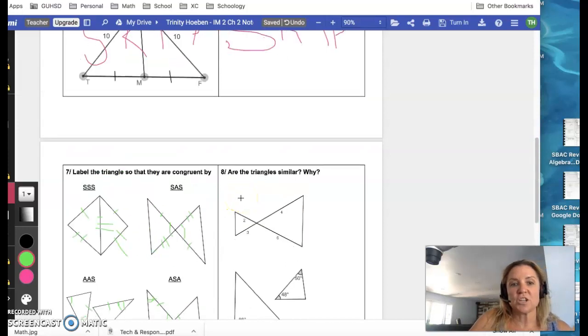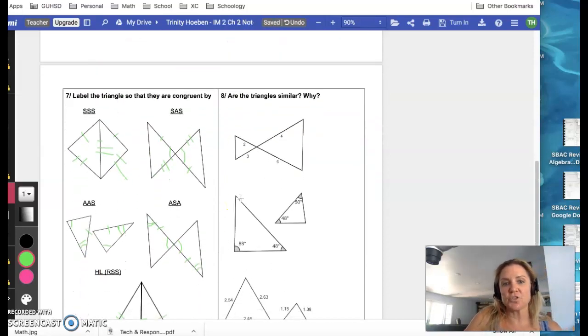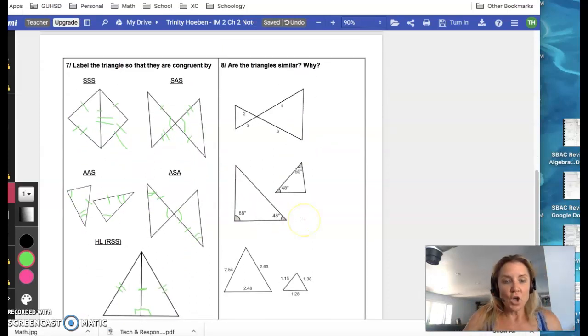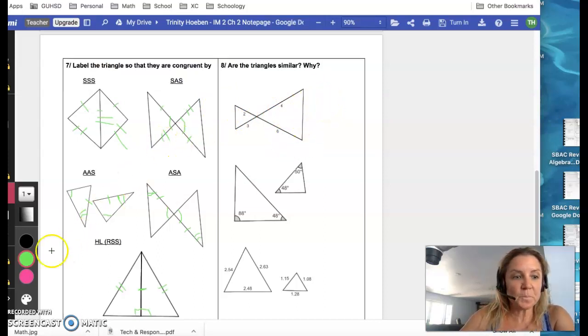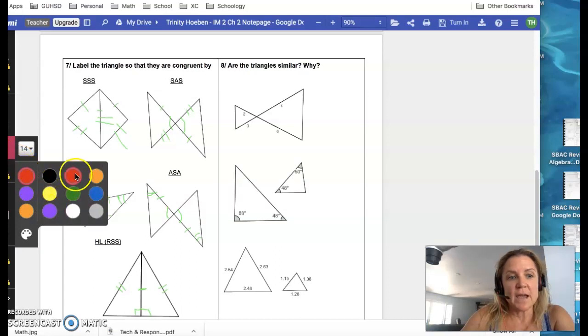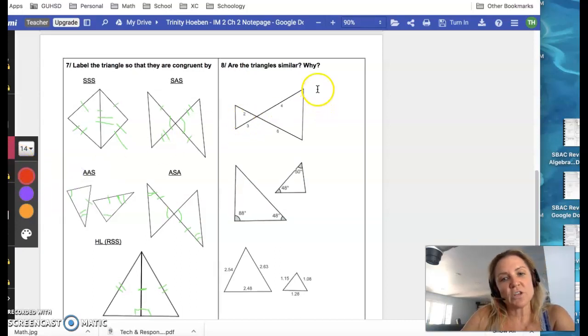All right, question number 8 says, are the triangles similar? And they want to know why. Okay, so we've got this triangle on the left and this triangle on the right. The triangle on the left has a shorter side and a longer side. The triangle on the right has a shorter side and a longer side. So I'm going to set up a proportion, and I'm going to see if that proportion is true. If it is, then yes, they are similar. If it's not true, then no, they're not.